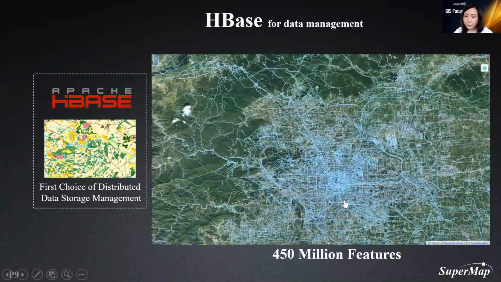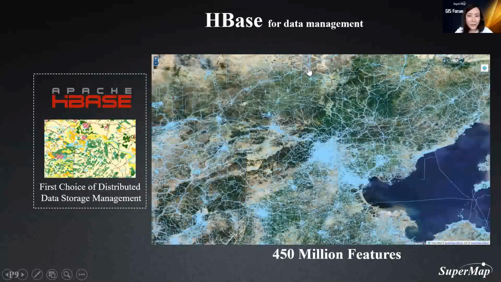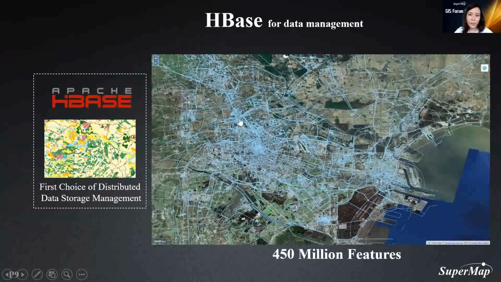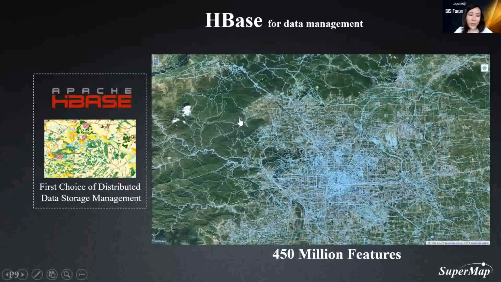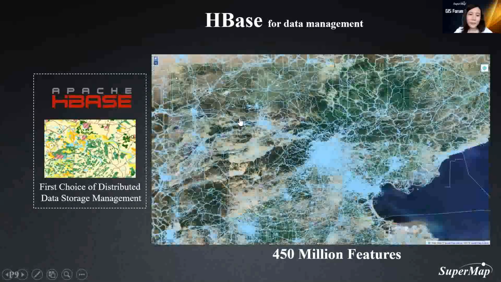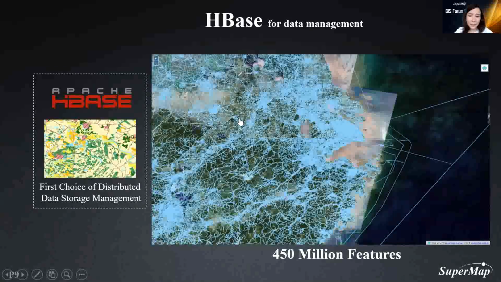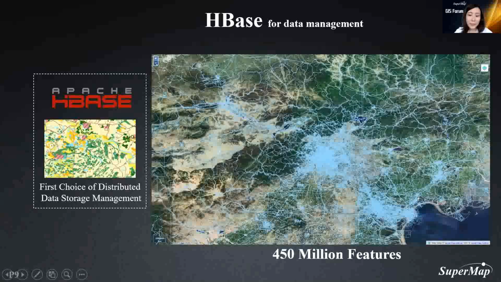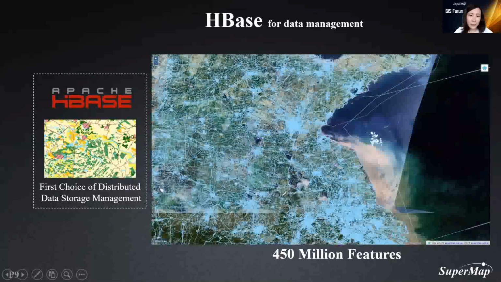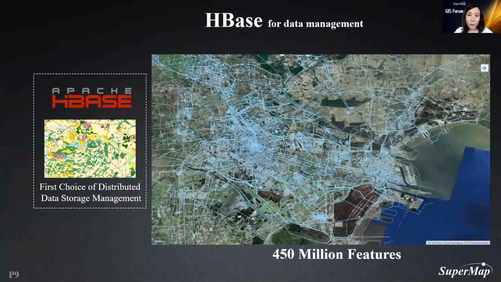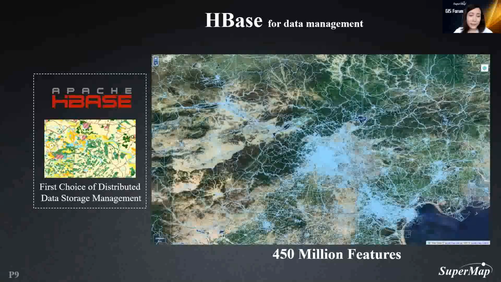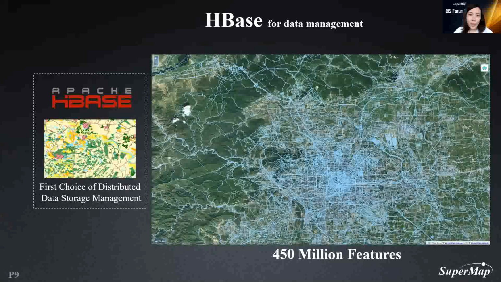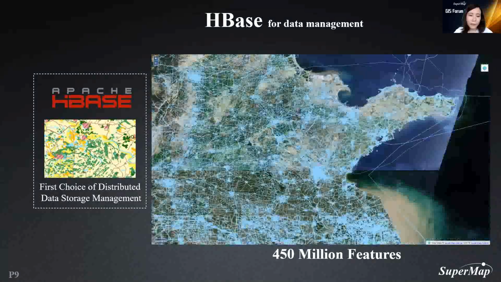First is HBase. HBase is a very good storage engine for data querying and data management. For example, updating or importing and deleting. This is a demo for 450 million features stored in HBase and displayed in SuperMap iServer. We can see that it is very fluent. So HBase could be your first choice if you have a very large amount of data to be displayed.